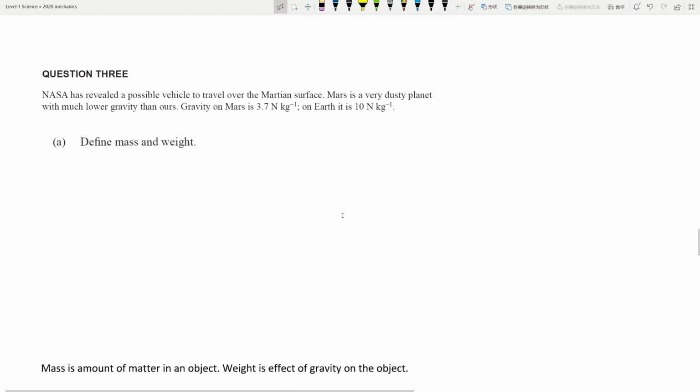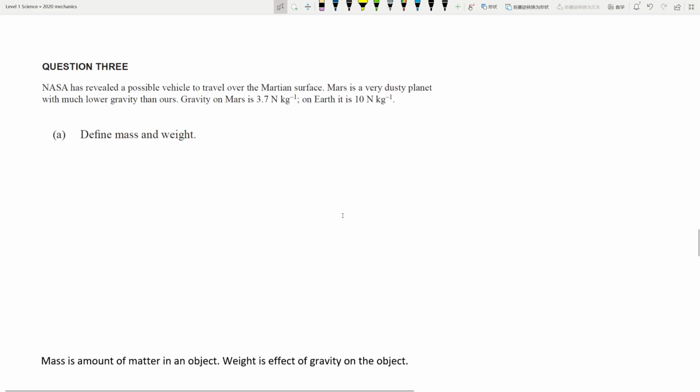All right, and then for question 3, define mass and weight. I have it right here. Mass is the amount of matter in an object. Weight is the amount of gravity acting on the object. One way to think of it is that mass is how much matter makes up you. Don't just say mass is kilograms and weight is newtons. I've seen answers like that so many times. That's not right. You don't give me the unit to define something.